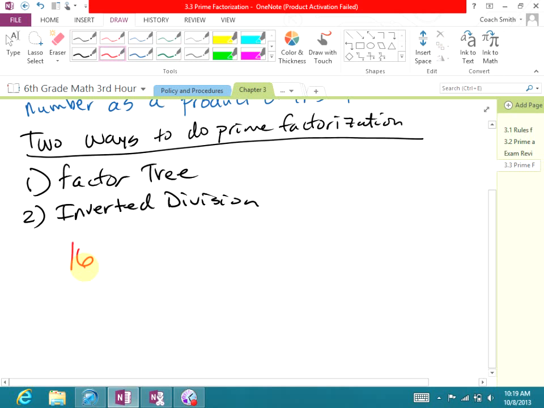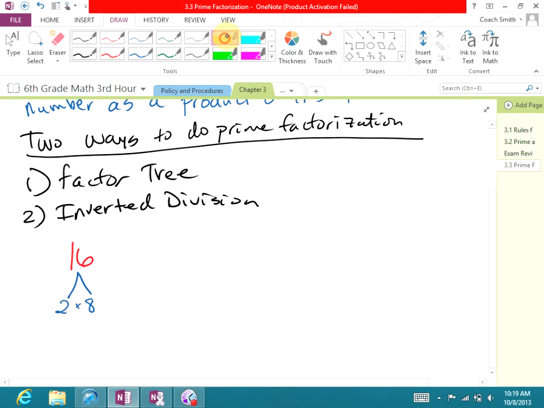The number 16 can be prime factored because it's composite. If a number's not composite, it can't be prime factored. Now, prime factoring 16, if you're doing factor tree, we come up with two factors of 16. Two factors of 16 would be what, Celine? 2 and 8. So what we're saying is 2 times 8 equals 16.